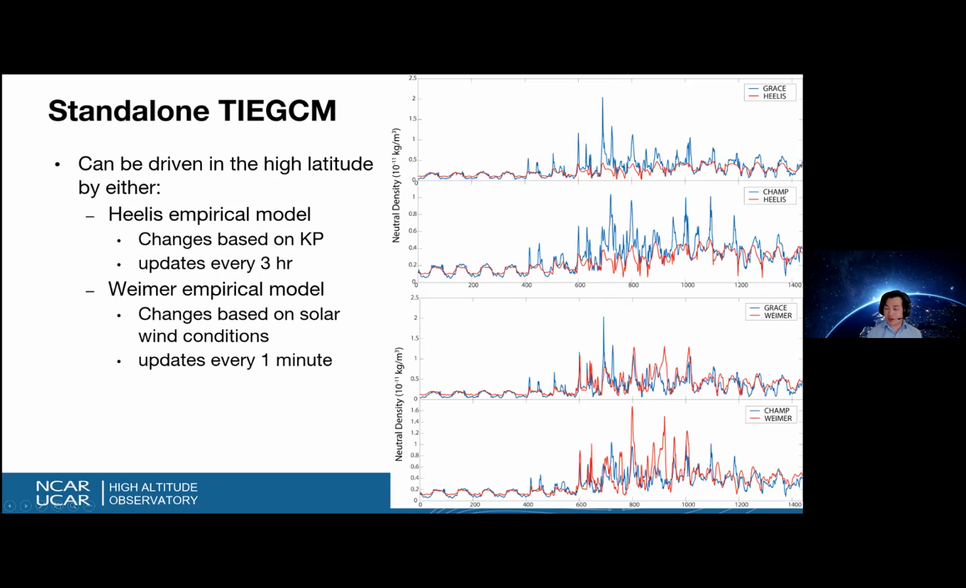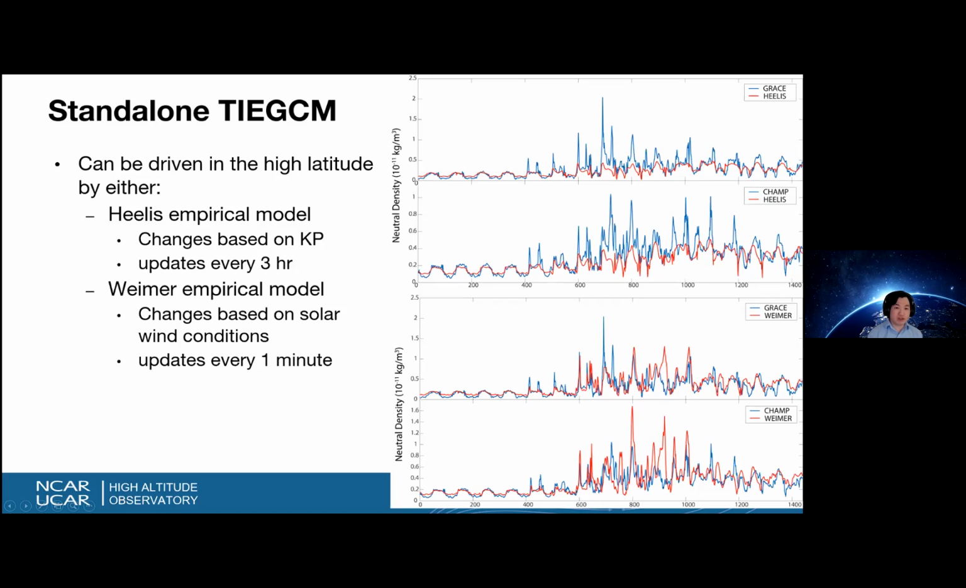Grace at the top, Champ on the bottom. You can see that it completely misses everything at Grace, and then it does the lower values of Grace okay, but overall it's not a very good model. Weimer, on the other hand, look at Weimer. You can see all this variability in Weimer. That's because it's varying on a 1 minute time scale. And you can see that it's able to match some of these peaks. It does a good job on this peak, does a good job on this peak, right? So it does not too bad.